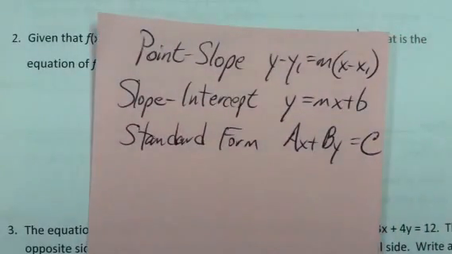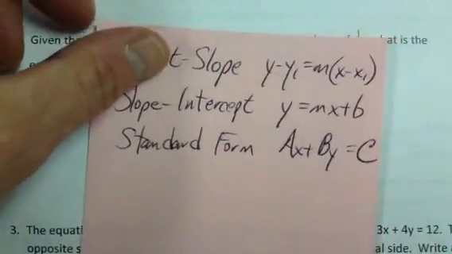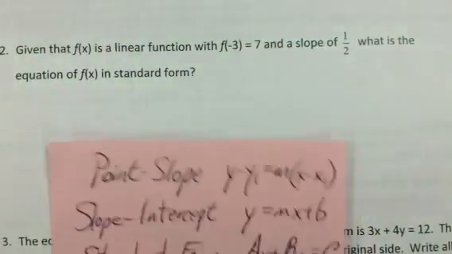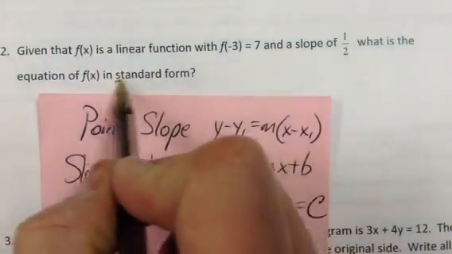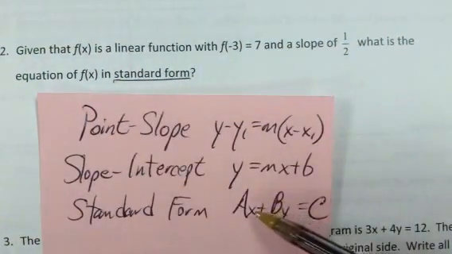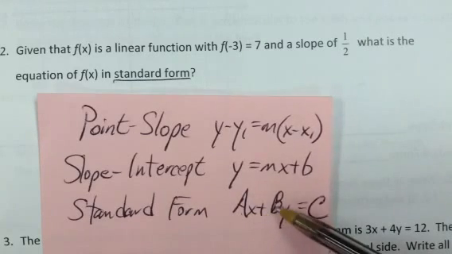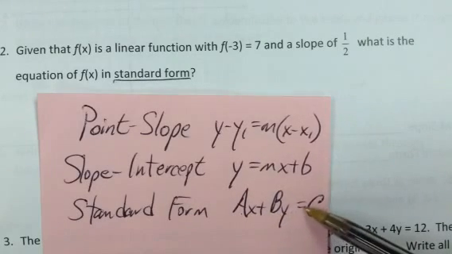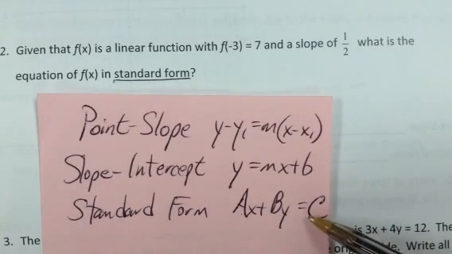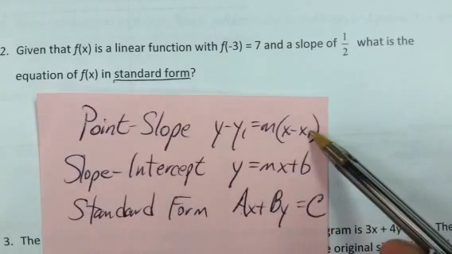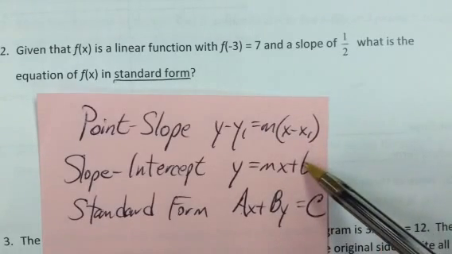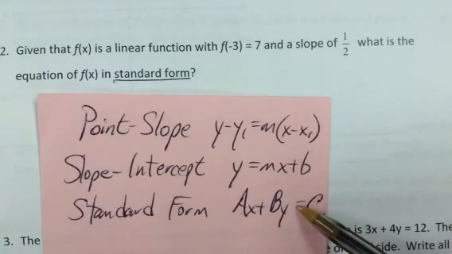All right, so you got to know your forms. They'll be on the anchor charts around the room. Look at them, use them during the day. So in this one, we want standard form. Our goal is a number times x plus a number times y is equal to a number. We got to start here, progress to here, and shuffle the furniture and get to standard form.